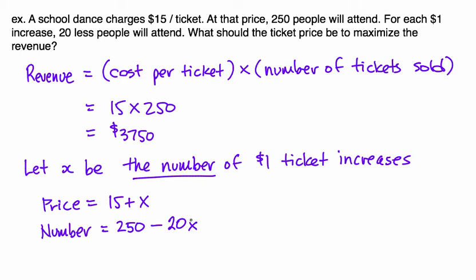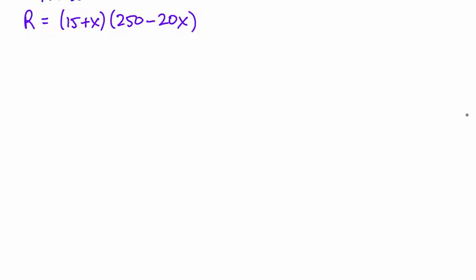Okay, now let's take a look at our revenue statement again. Well, it's the cost per ticket, which is 15 plus x, times the number of tickets sold, which is 250 minus 20x, and I've got step 2, which is design my equation. So now I have to solve that. I have to go and maximize this equation. And to do that I have 3 options. I can complete the square, I can use the vertex formula, or I can use a graph to show it.